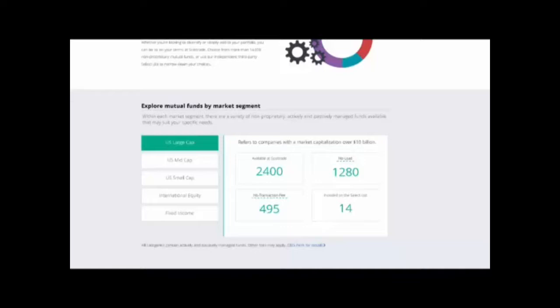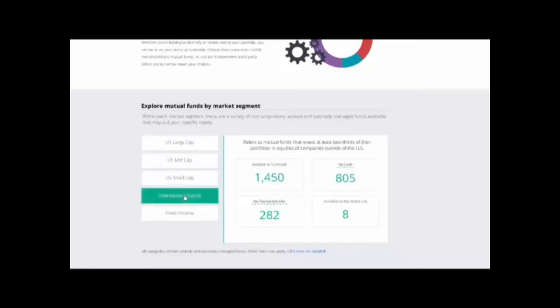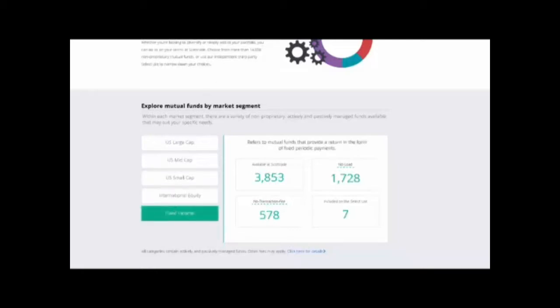Now they break it down into the type of fund, such as fixed income, international equity, and so forth. And then here they show you the averages for companies between $2 billion and $10 billion, or small caps between $300 million and $2 billion, or international equities, the number of funds they have at Scottrade, and how many of them are no-loads that don't cost you any money to get involved in, with no transaction fees, and so forth. Now some, of course, do. That's how they make their money.